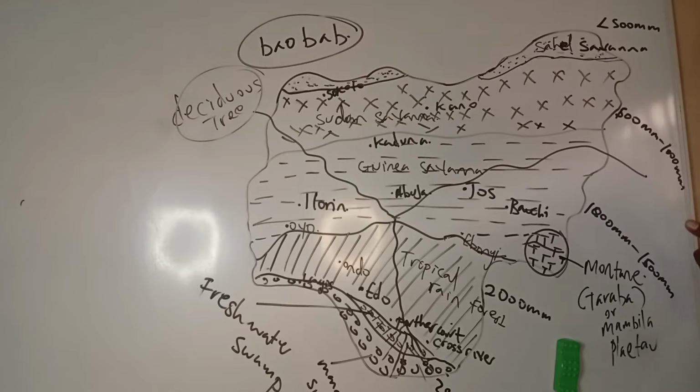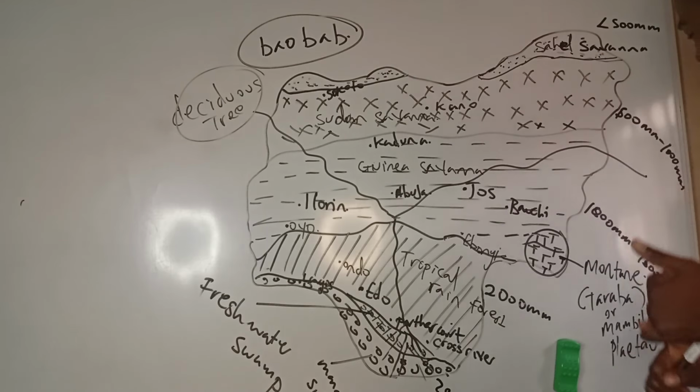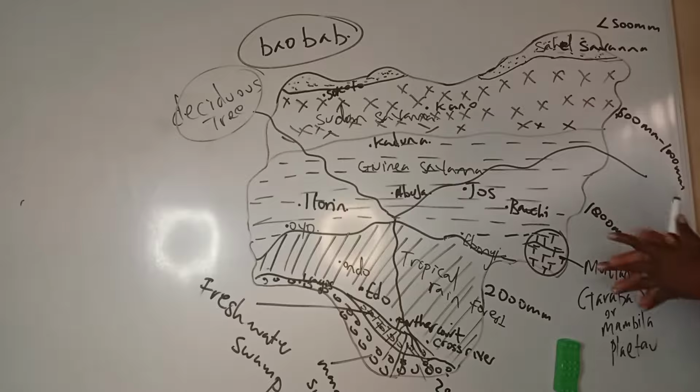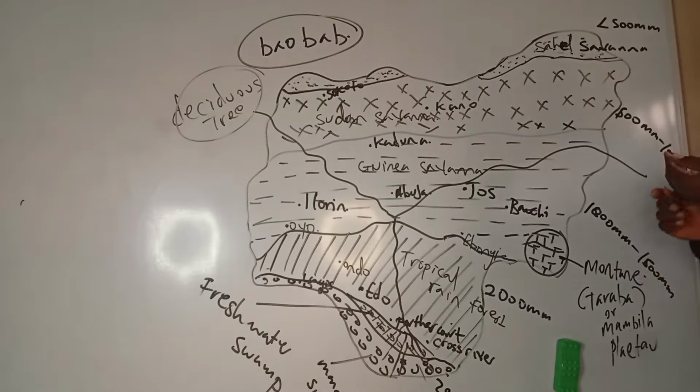Now, this montane vegetation is characterized with islands. They have moderate rainfall. They are much colder than the Guinea Savanna because they are located on highlands. They have a more temperate vegetation than the Guinea Savanna, and rainfall is more intense than in the Guinea Savanna. So this is the characteristic of the Mambila Plateau. It's just a section of the Guinea Savanna. They are usually termed the islands of the Guinea Savanna.